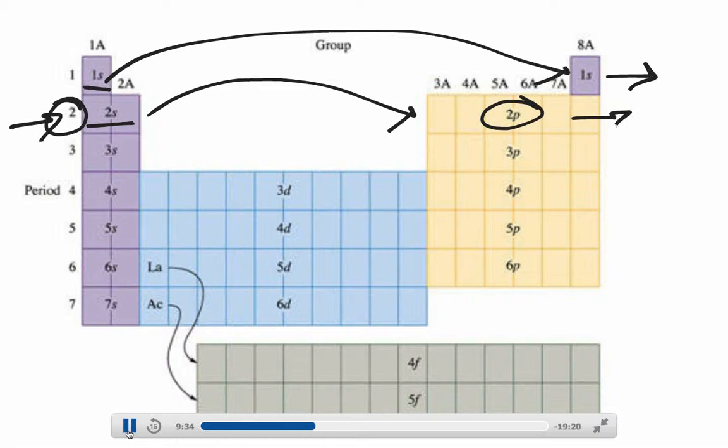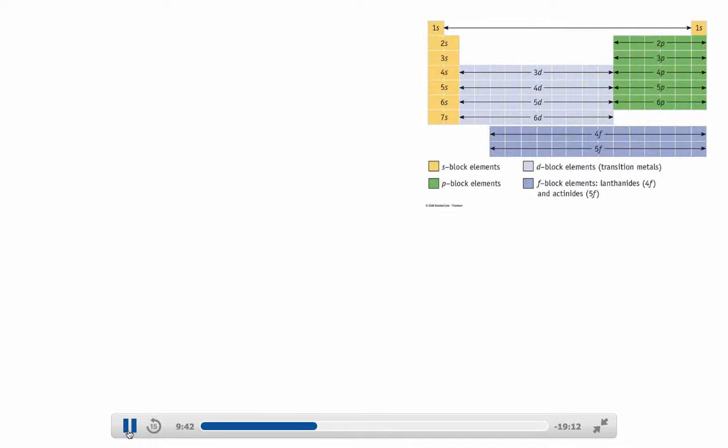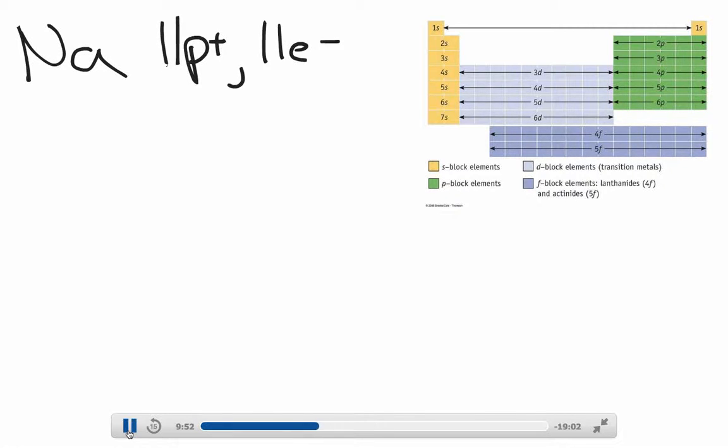After 2p is filled, you'd go across, go down into the third energy level, then we're at 3s, follow it across, and so on. So I'm going to use this periodic table as a guide, and you know what? I'm going to do that element I said before. I said sodium has an atomic number of 11, so it has 11 protons, but then it also has 11 electrons. Well, I want to write this orbital filling diagram for sodium.